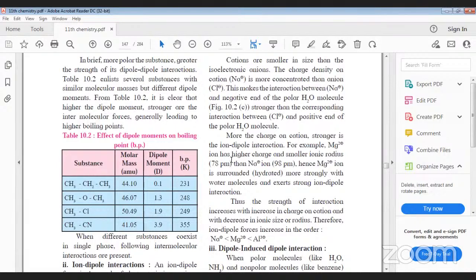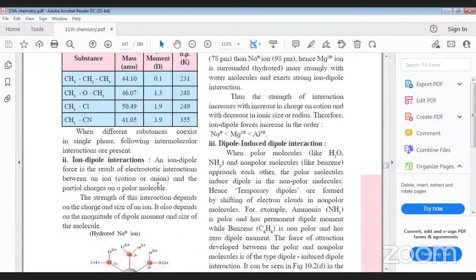And suppose I bring aluminum into the picture also. Aluminum will have a 3 plus charge, so aluminum will have a much stronger interaction compared to magnesium. You can see in the book, a comparison between sodium, magnesium and aluminum is given, where aluminum has a stronger interaction than magnesium, and magnesium than sodium. Okay, so have you understood ion dipole interaction? The name itself tells us it is an interaction between an ion, it may be a cation or an anion, and a dipole. A dipole is a polar molecule which has positive and negative ends or charges on it.